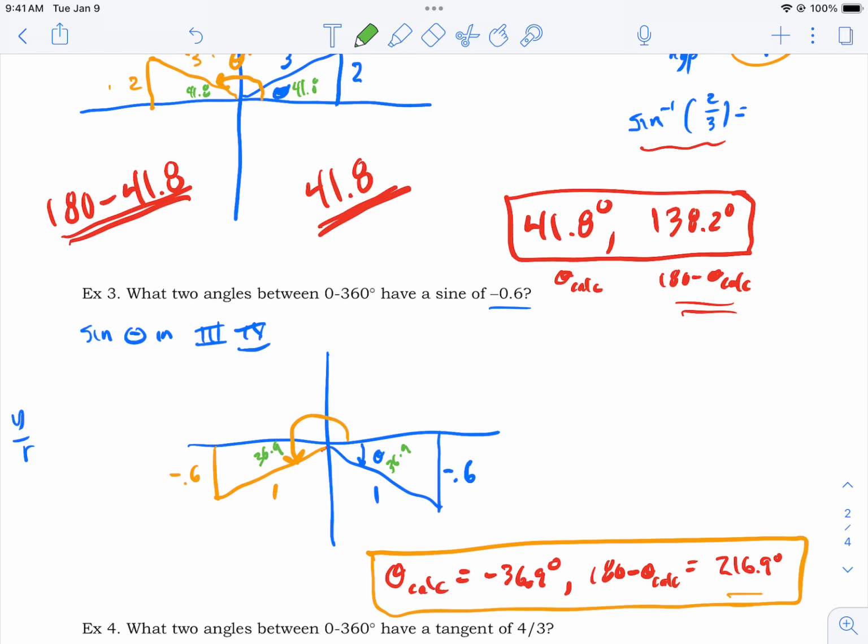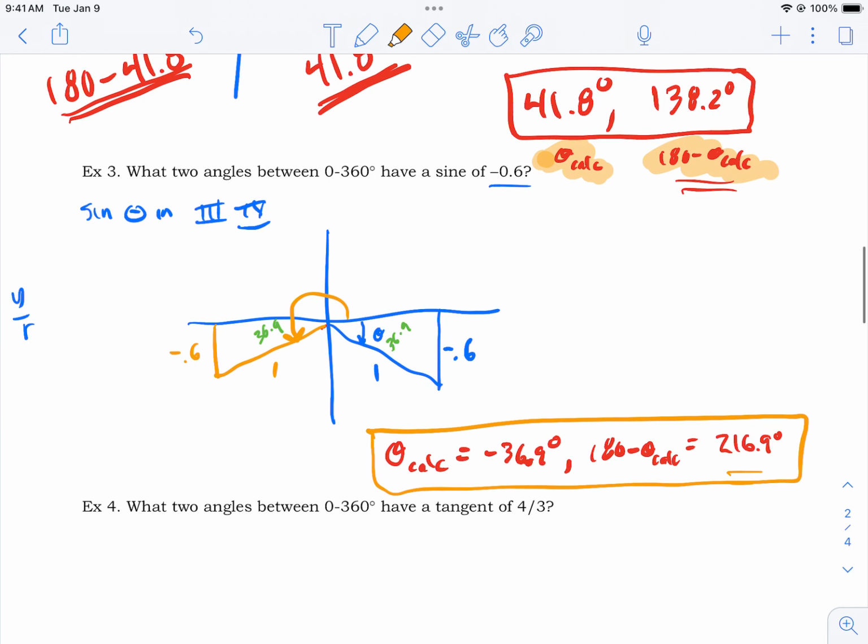So you might want to highlight this part. Whenever you're dealing with sine, it's always going to be this way. The calculator gives you one answer, the other answer is 180 minus theta calc. I've never really memorized this myself. One answer is what the calculator tells you. The other answer is 180 minus what the calculator tells you. I've never really memorized it because I just keep falling back on these constructions, and it gets me there in not very long.